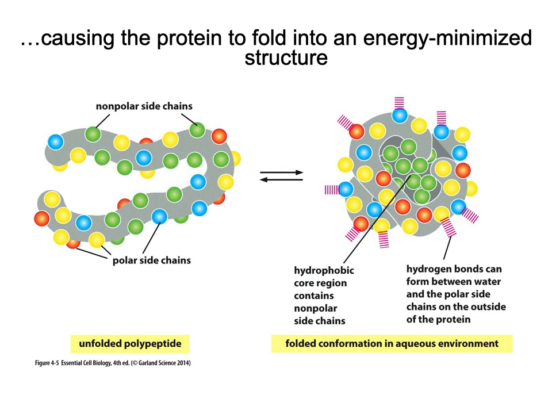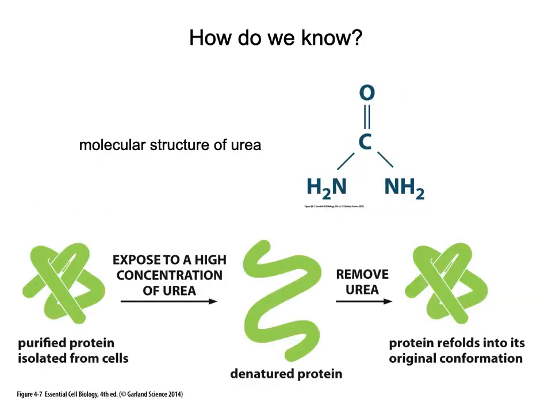Now, how do we know that proteins are always using an energy minimized structure in its folding? Well, one way an experiment that we could set up to look at this is by taking purified proteins from a cell. We expose it to high concentrations of urea. Urea starts to compete with those binding sites and actually ends up denaturing the protein. Now, if we then remove the urea, not adding energy, the protein will refold to its original conformation.